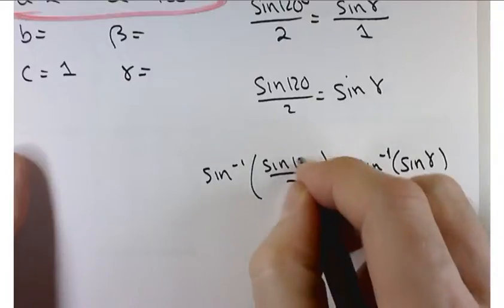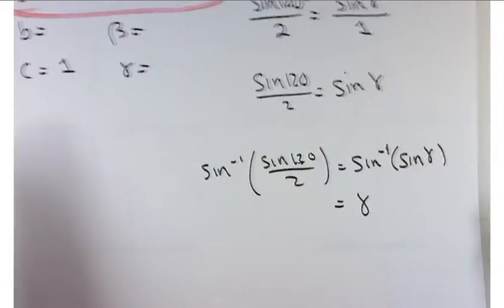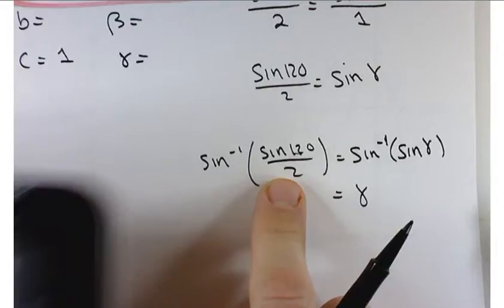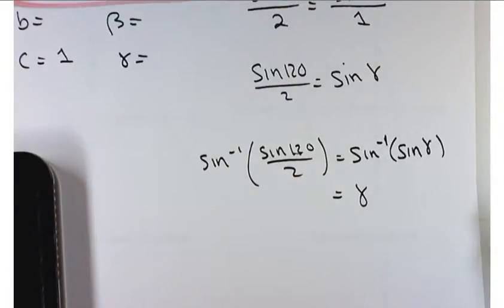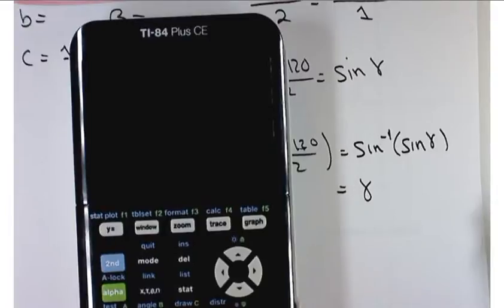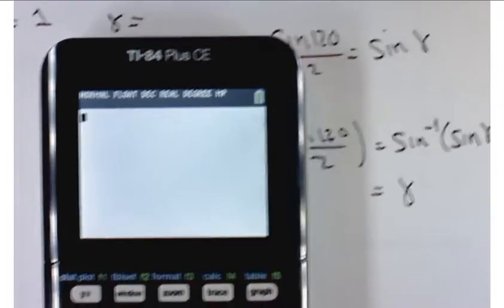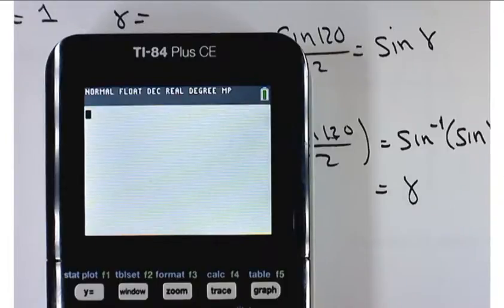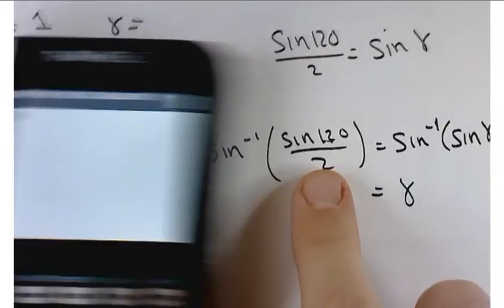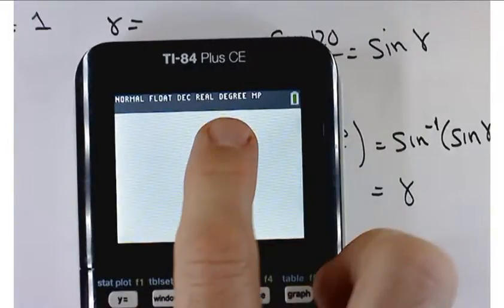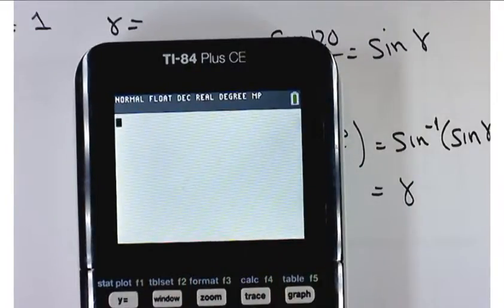Sine of 120. You can do it all in one go, and that's fine. But let me show you a little trick in terms of calculating that without too much stress and strain figuring out what to do and where to put the parentheses. Let's just start by calculating the inside part first. Again, make sure your calculator is in degree mode. So I'll do the sine of 120, close parenthesis, divided by 2.